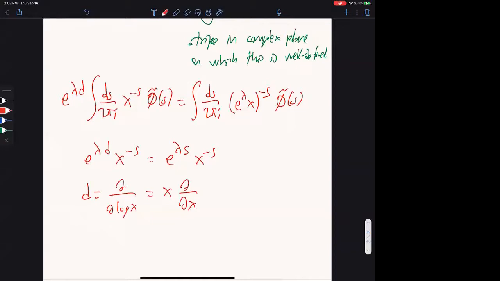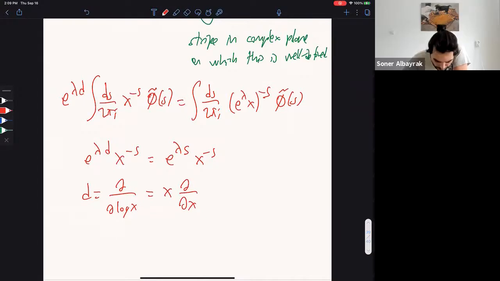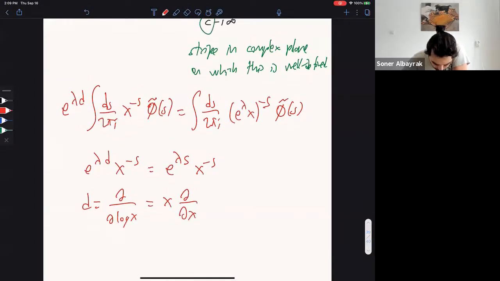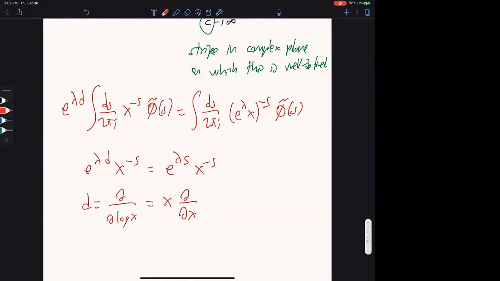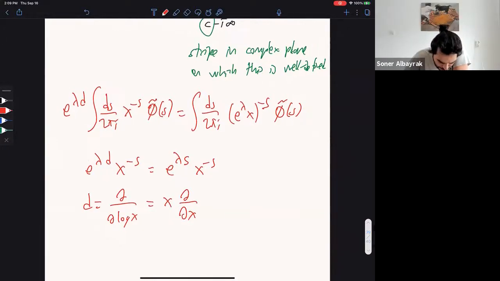There is a minus sign. I think there is a minus sign because it's x to the minus s. Right, that's true. Yeah, I get you. You say this is minus, right?